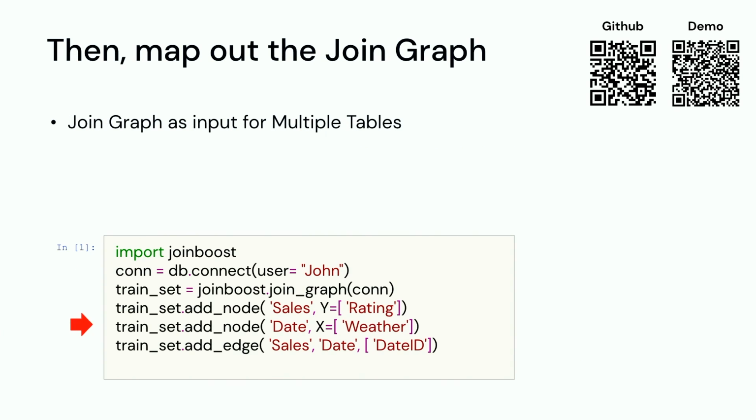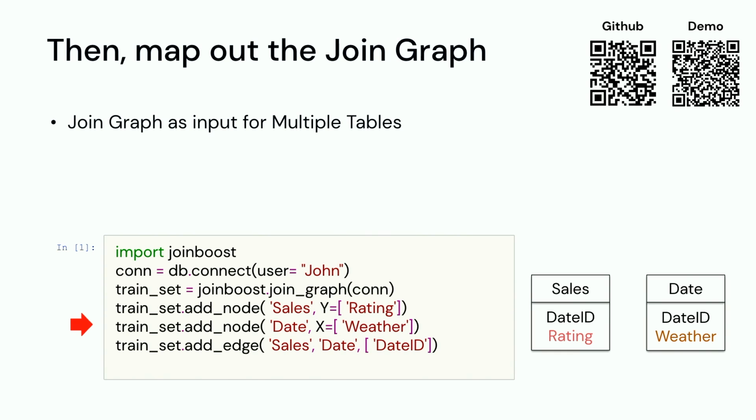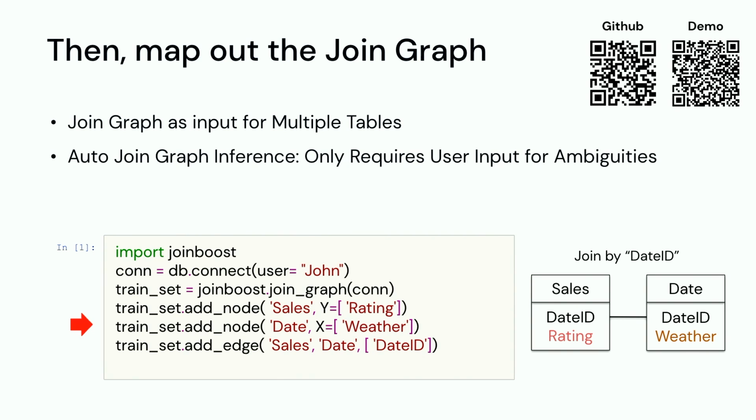The next step here is to set up the join graph. The core difference between JoinBoost and a specialized machine learning library is that it takes many tables as input in the form of a join graph. In our example, we have two nodes, sales and date, corresponding to two tables. And we build an edge between them corresponding to the join key between them. Notice that we have ongoing work to automatically infer this join graph for you without manual specification, and we only require user input for the join graph when there are ambiguities.